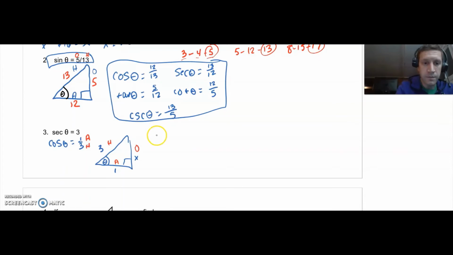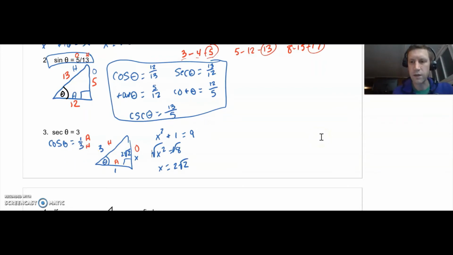Pythagorean theorem. 3 squared is 9. X is root 8, which comes out to 2 root 2. And then I'll let you guys finish that one up, but you can fill everything in from there. So you need 4 more trig values since you already kind of have 2 over here.